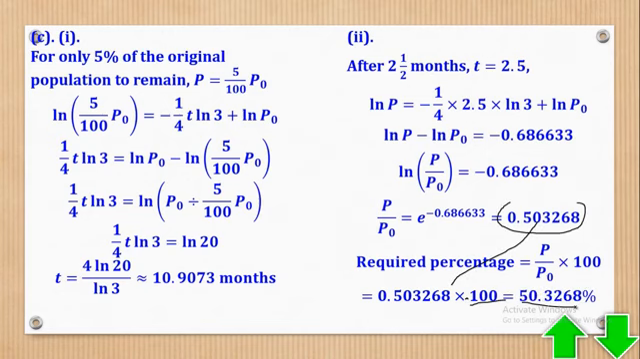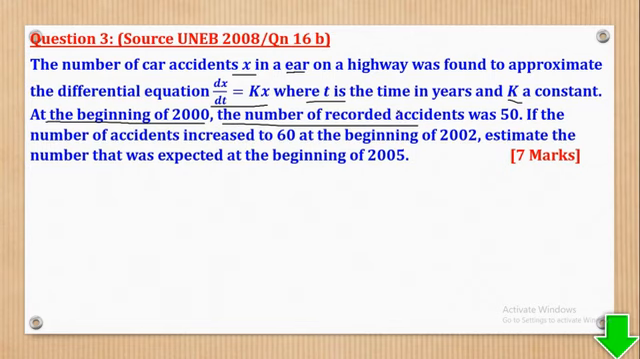So now we shall go to question 3, which came from UNEB 2008 paper 1 question 16b, and says the number of car accidents x in a year on a highway was found to approximate the differential equation this, where t is the time in years and k is a constant. At the beginning of 2000, the number of recorded accidents was 50. If the number of accidents increased to 60 at the beginning of 2002, estimate the number that was expected at the beginning of 2005.